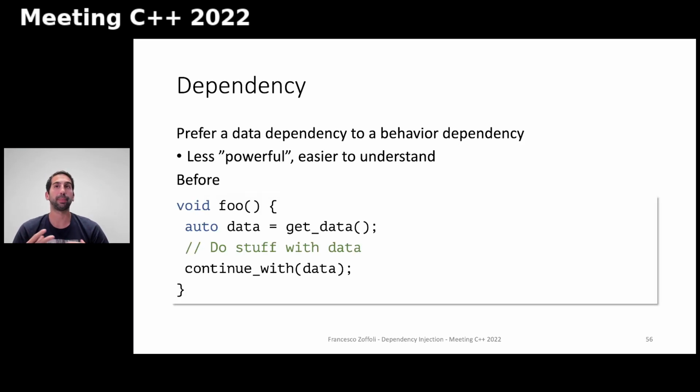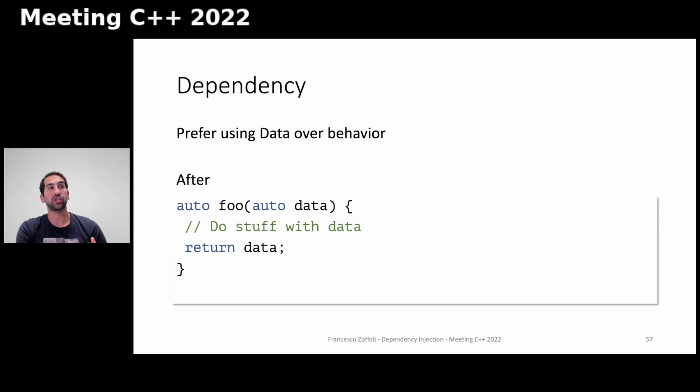When we're talking about dependency, the other thing to talk about is that it's better to pass data as dependencies rather than a behavior. The reason is that data is less powerful, so it's easier to understand. So if you have an example here, when foo is a function which calls some function and gets data, you can imagine this as being a dependency. And once we get the data, we do some stuff with it, and then we call another function, for example, a callback with this data.